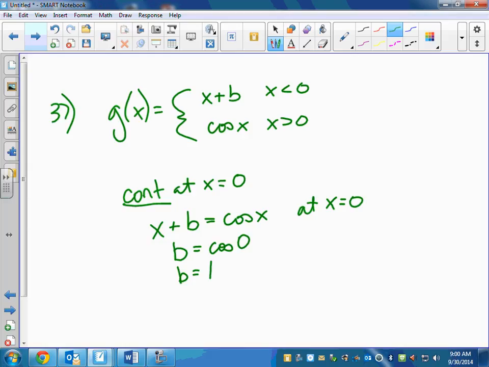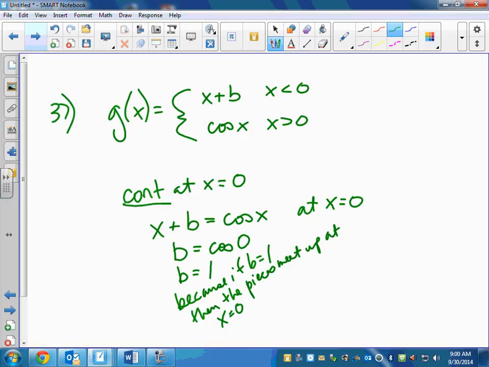would be what makes it continuous, because if b equals 1, then the pieces meet up at x equals 0. Right? That's continuous. We did that all the way back when we first talked about continuous functions. You could say the limit from the left equals the limit from the right. That's another way we could say that something's continuous.